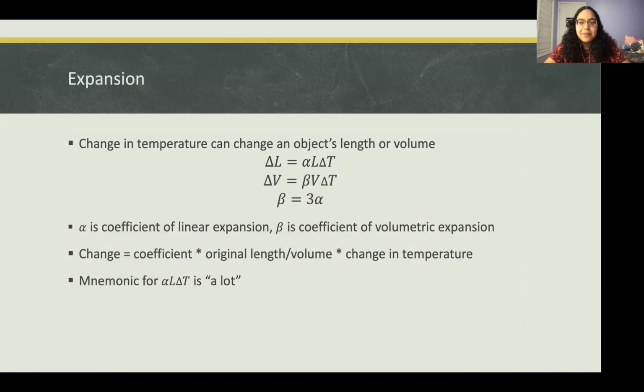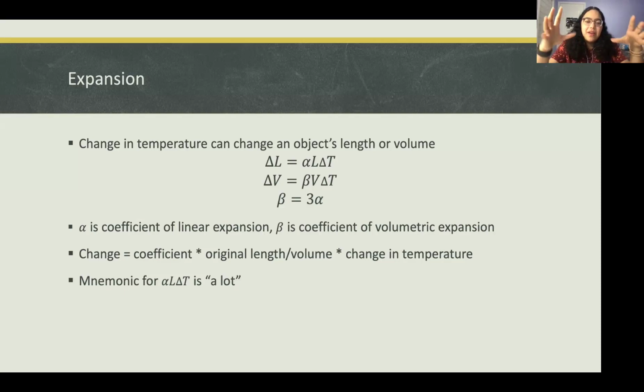And then expansion, this does come up. It came up on my MCAT, I guess. That's why I feel like it's important, but it was never really taught in physics 1 and 2. So it's good to know that change in temperature can change an object's length or volume. And so these are the two formulas for that: change in length, delta L, or volume, delta V. The mnemonic, I guess, is "a lot." That's kind of what it looks like: alpha, L, delta T. So alpha and beta there are your coefficients of linear expansion or volumetric expansion. That'll just be a number given to you, or if everything else is given, you will solve for that.